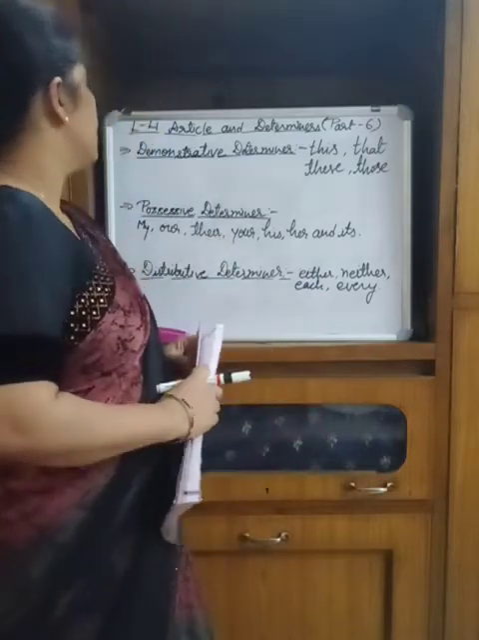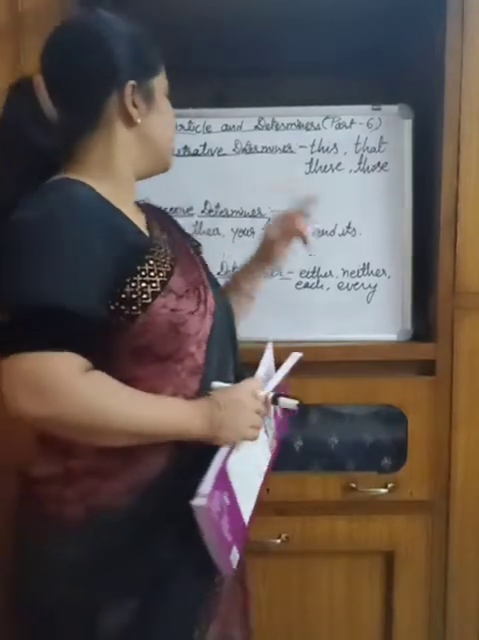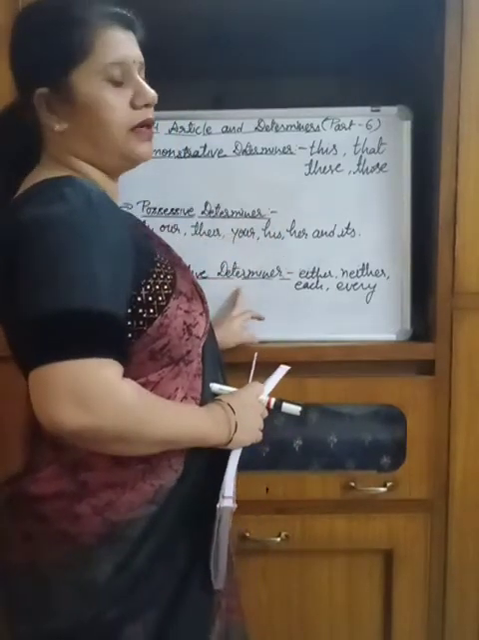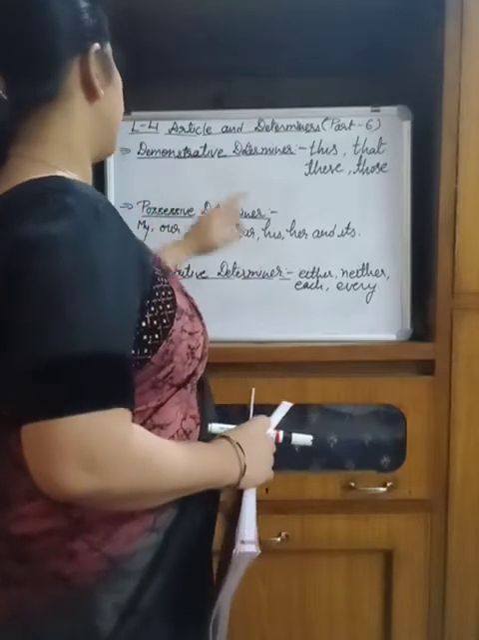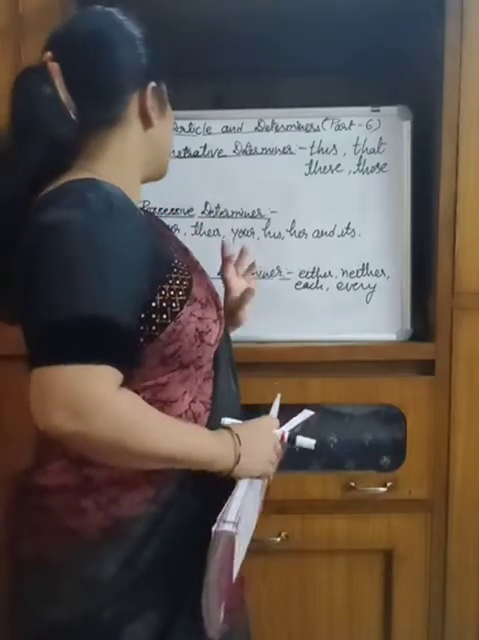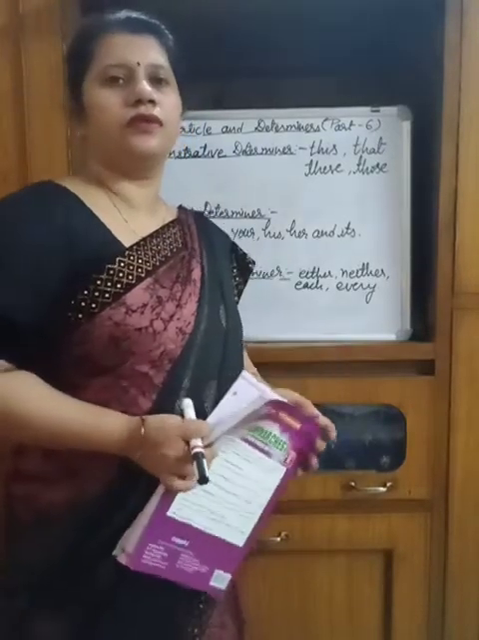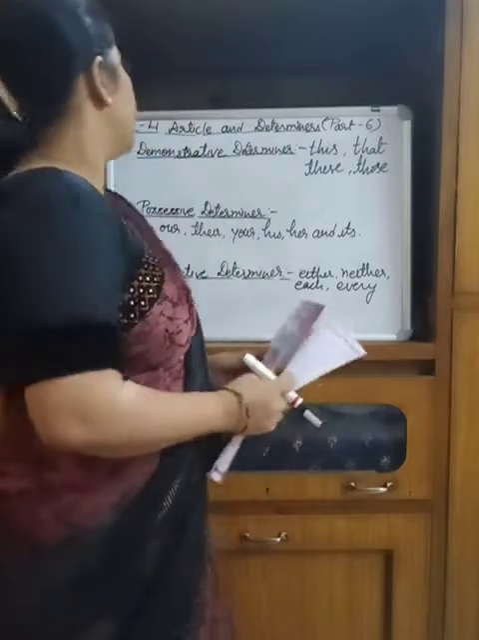Now in this session I am going to discuss with you the three different kinds of the determiner. The first one is the demonstrative, second possessive, and the next is the distributive. I am going to discuss them in this video. Let's take the first one.